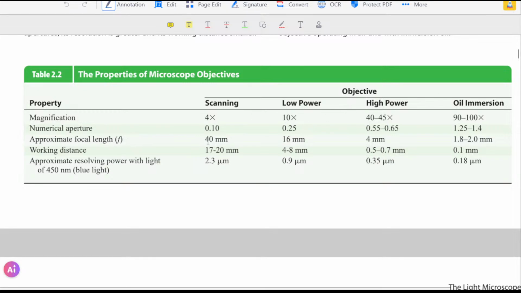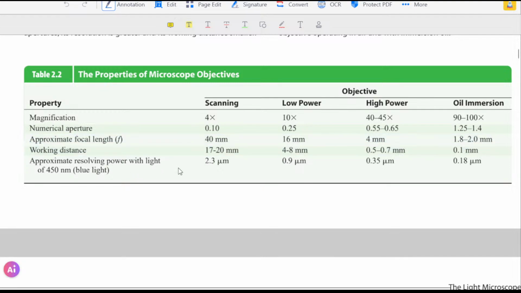Focal length, the smaller the focal length is, the better it is. As you can see, 40 millimeter is just for scanning, while at 16 millimeter you can resolve it better. Low power, and it becomes even higher power with the lower. The lower the focal length is, the better it is. You can see here it becomes even lower through oil immersion. Working distance, the smaller it is, the better it is, just as with the focal length.